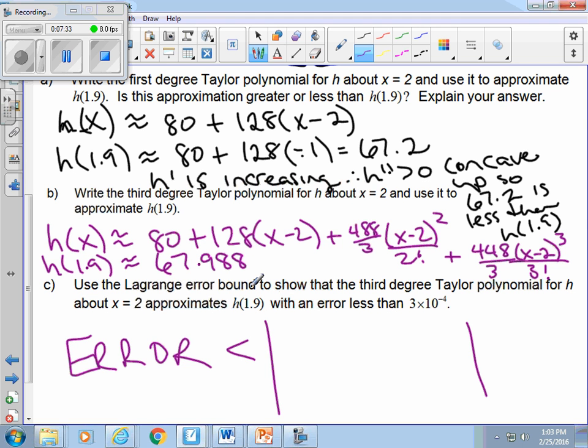So now the closest one that's greater. Right, it's got to be greater. But it is a safe bound because I know 2 is greater than 1.9. So between 1.9 and 2, the most the derivative could be. So we can change it. Yes.